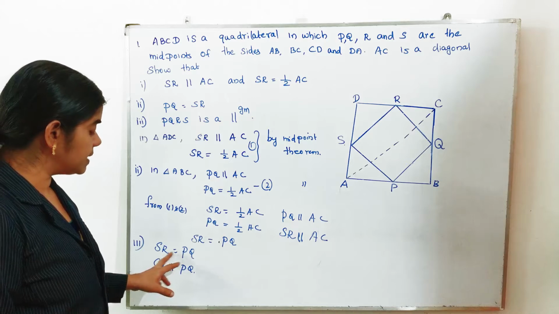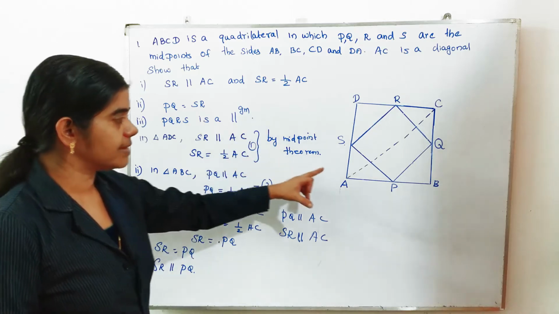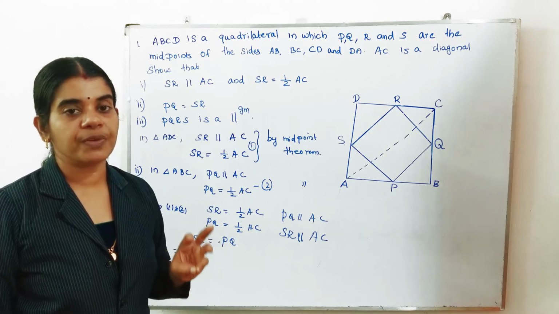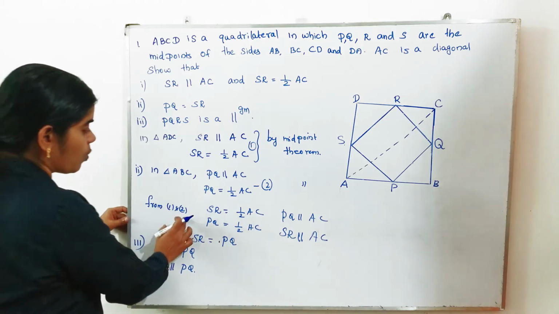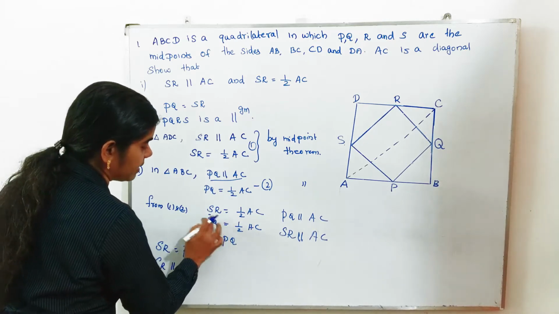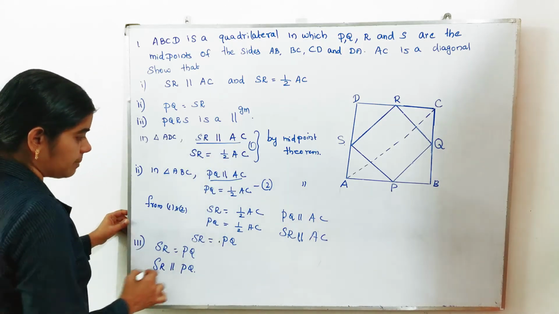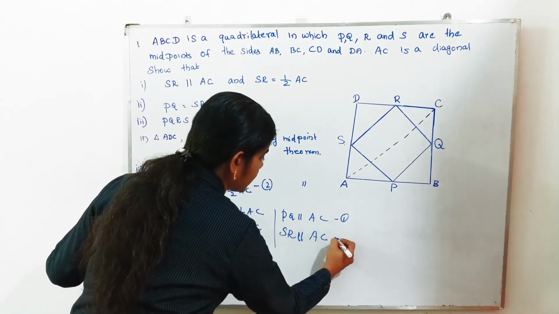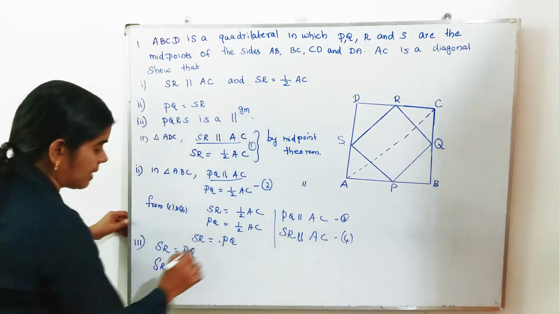So we got one pair of sides that are equal and parallel. Then we can say that PQRS is a parallelogram. In the first part we said that if one pair of sides of a quadrilateral is equal and parallel, it will be a parallelogram. So from 1 and 2, we got SR equal to PQ. Compare PQ parallel to AC and SR parallel to AC, equation number 3 and equation number 4.